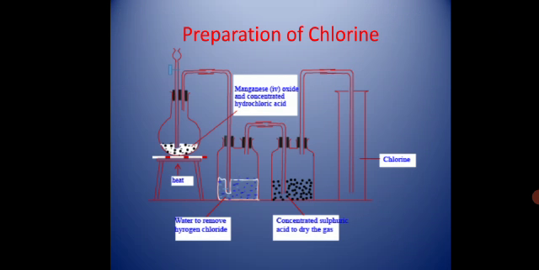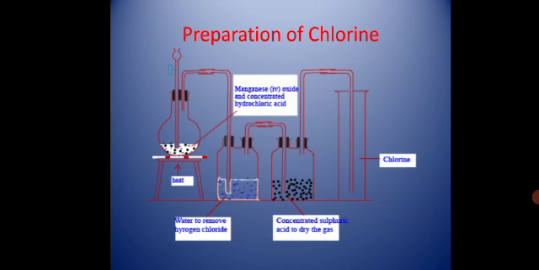We can also prepare chlorine by taking NaCl, MnO2 and conc. H2SO4. That also can be done. Rock salt, NaCl, manganese dioxide, conc. H2SO4 gives you NaHSO4 plus MnSO4 plus chlorine plus water. We can also prepare it from bleaching powder, calcium oxychloride, which when it reacts with HCl gives CaCl2 plus water plus chlorine.